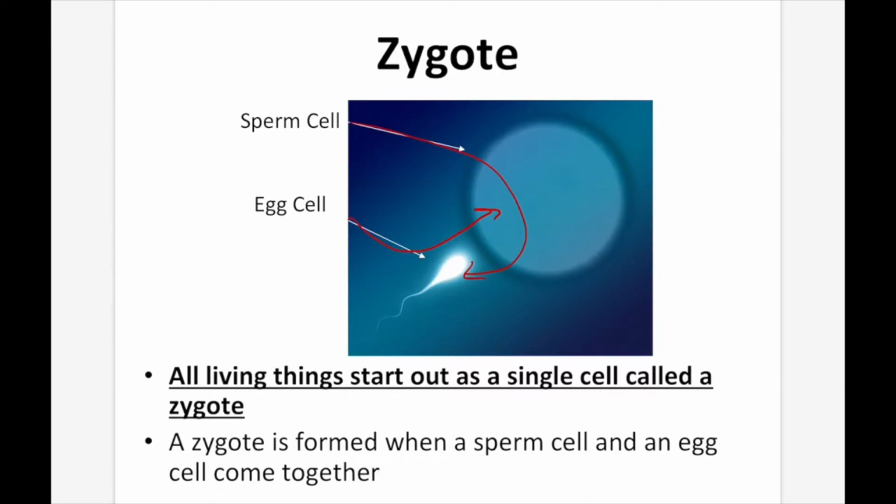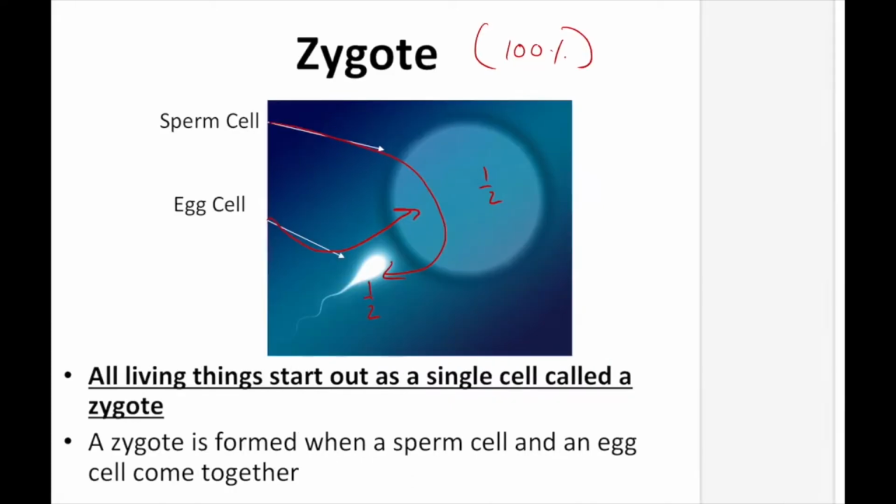Now the thing about the sperm and egg cell that is kind of interesting is that the egg has half the number of chromosomes that you need, and the sperm has half the number of chromosomes that you need. And then a zygote has the complete 100% of the chromosomes that you need.